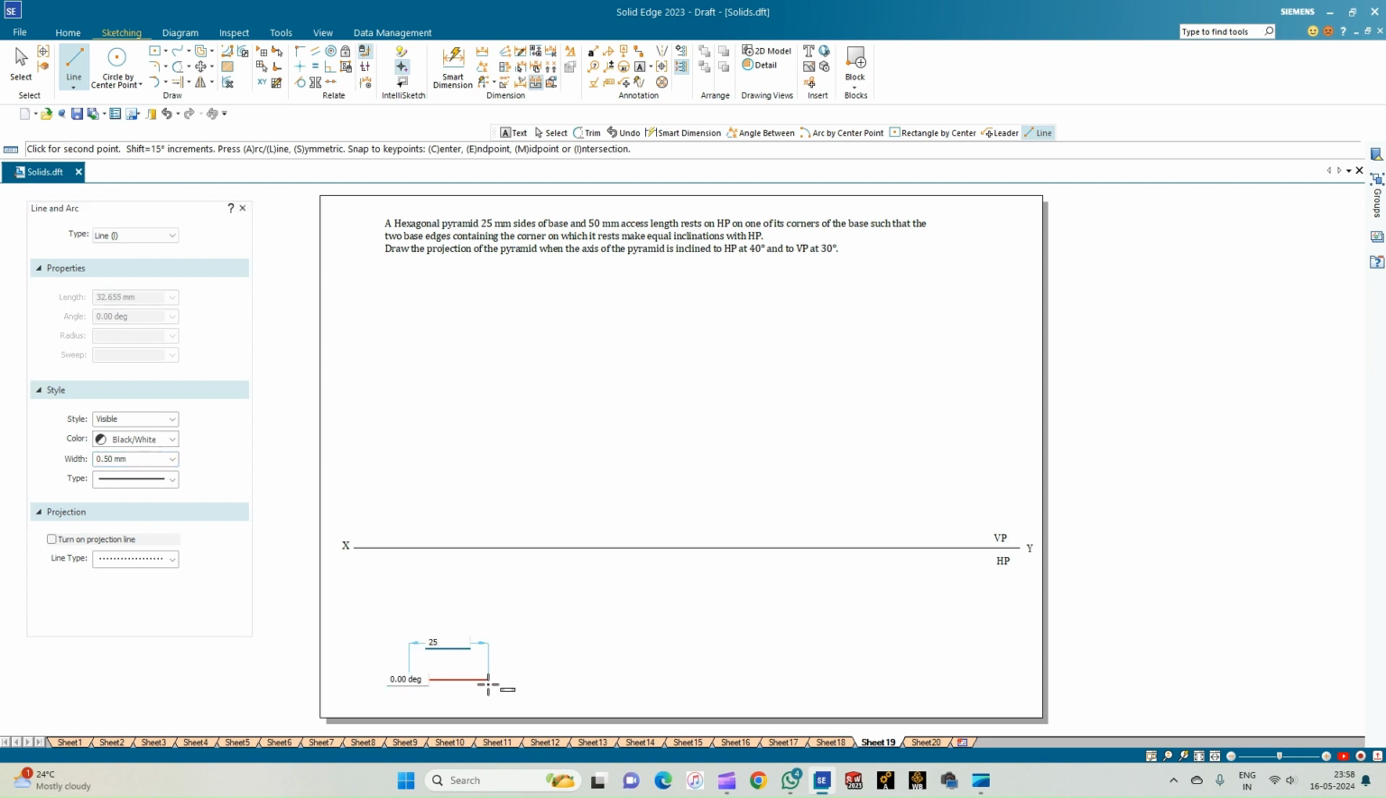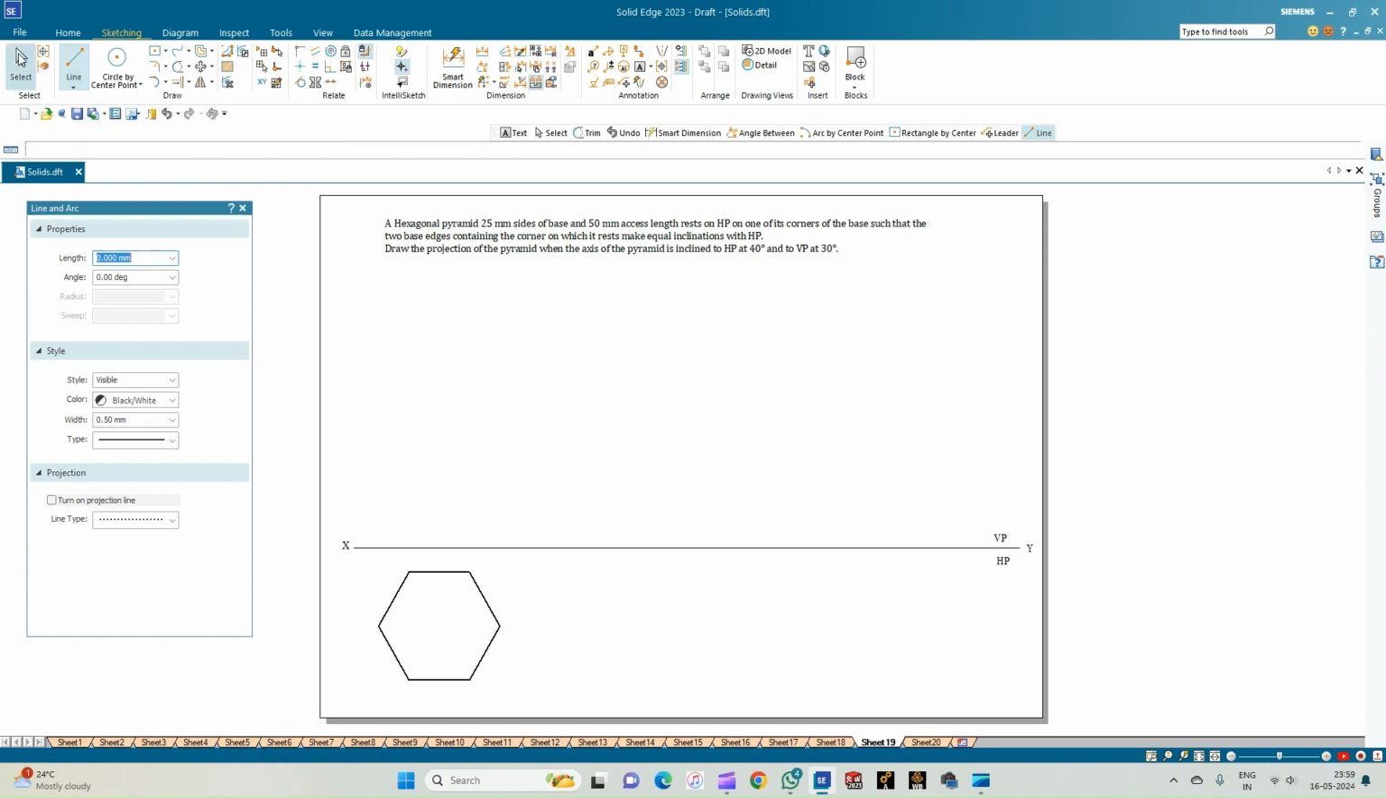So the edge length is 25 and the angle is 0. Next, edge length 25, the angle is 60, followed by the edge length 25, angle 60 into 2, 25 and 60 into 3. Edge length is 25, angle is 60 into 4. And finally, 25 is the edge length and the angle is minus 60 or 60 into 5. So this completes the top view of the hexagonal pyramid.